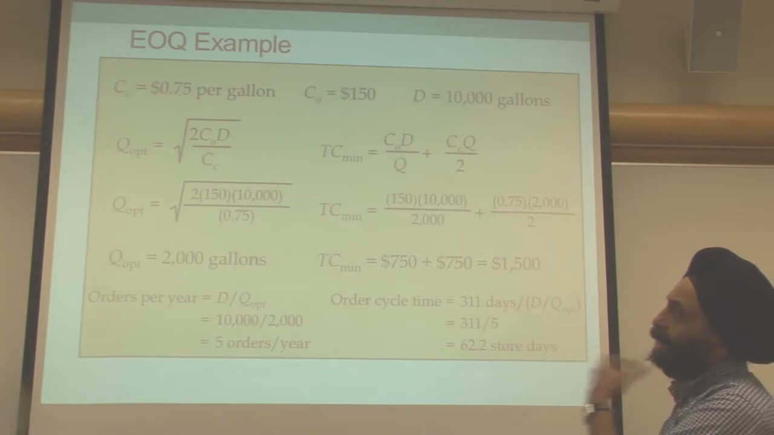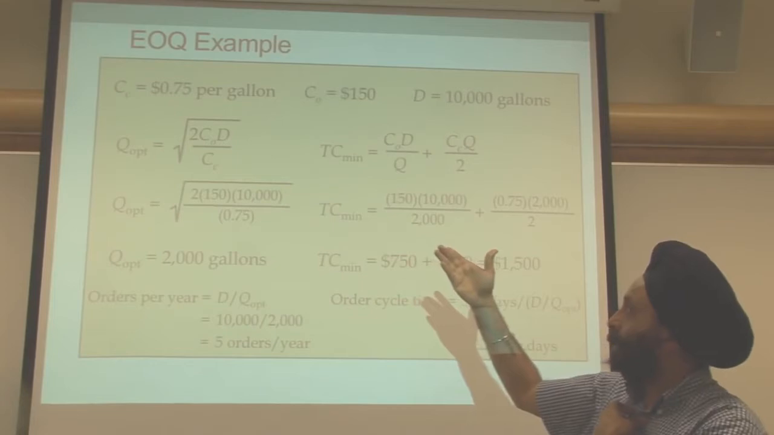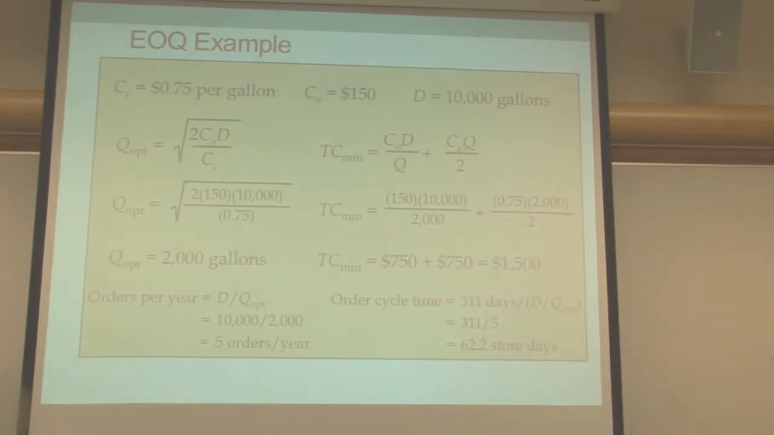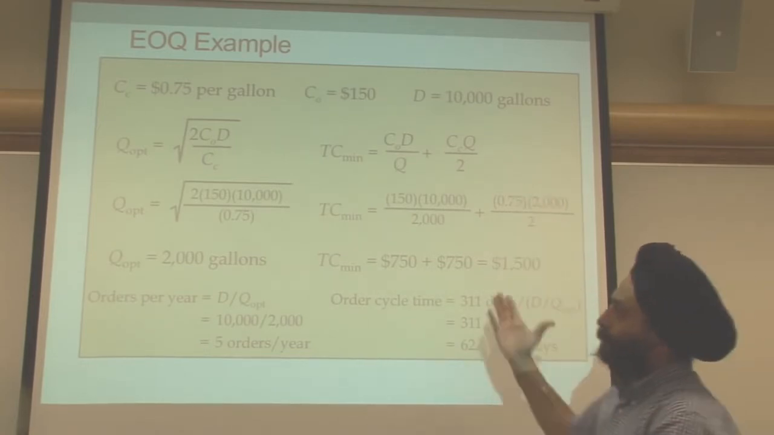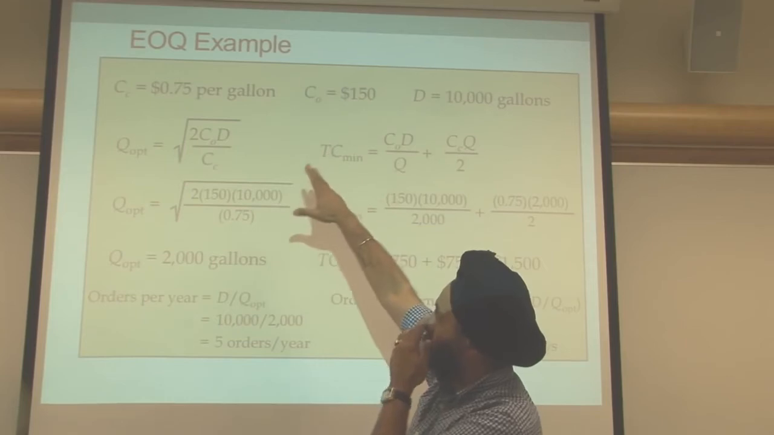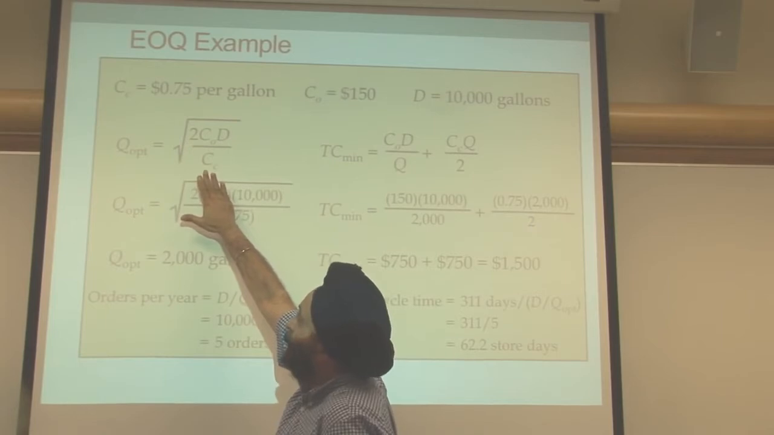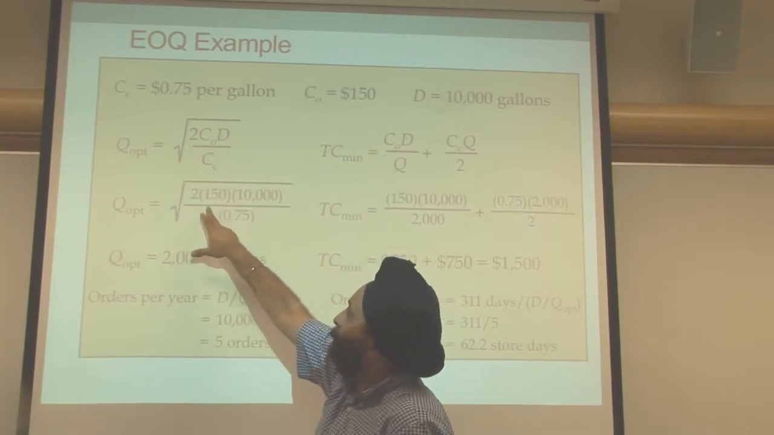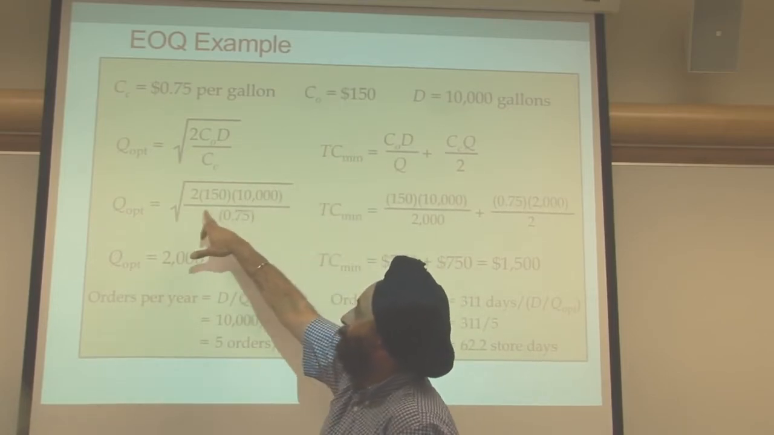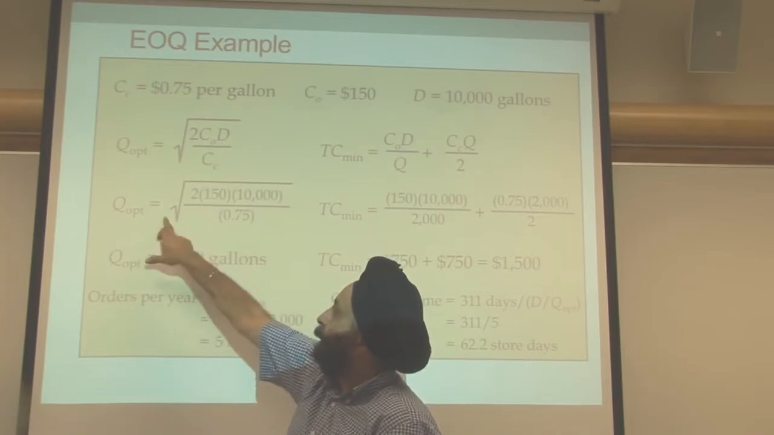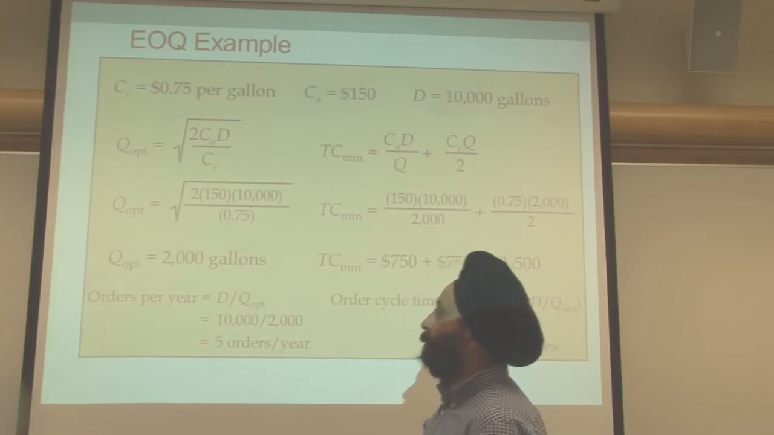Over here you have a carrying cost of 75 cents per gallon on an annual basis that we have to pay. Every time you place an order, it's $150 per order, and demand is 10,000 gallons. Given this data, you can plug those numbers into the economic order quantity formula: 2 times 150, which is CO, times D, 10,000, divided by 0.75. When you take the square root of this, it gives you exactly 2,000 gallons.